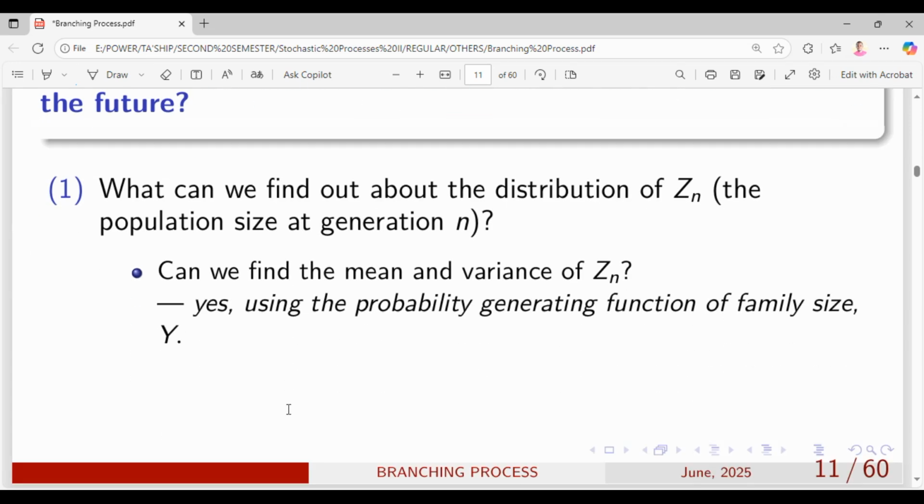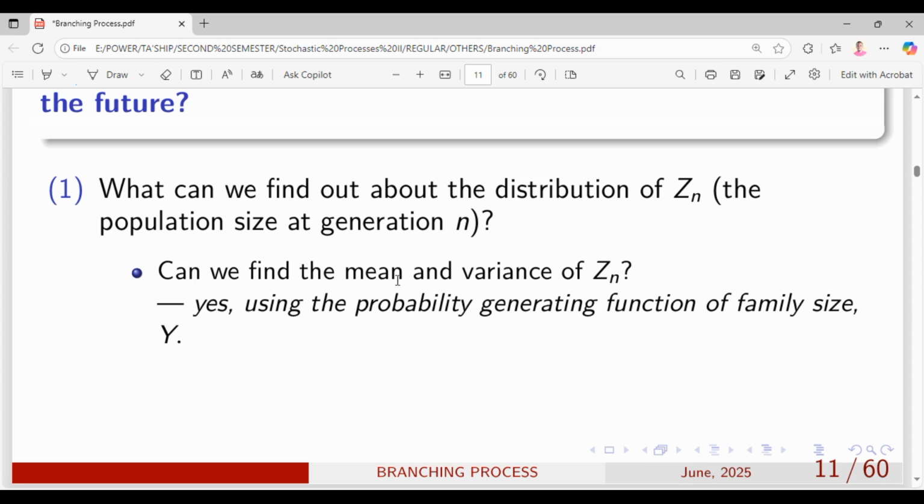And by that question, we want to find out about the distribution of our Zn. That is the population size at each generation that we want to study. And to know this, we need to find the mean and the variance of Zn. Can we do it? If yes, then the probability generating function of family size y can also be found. Yes.